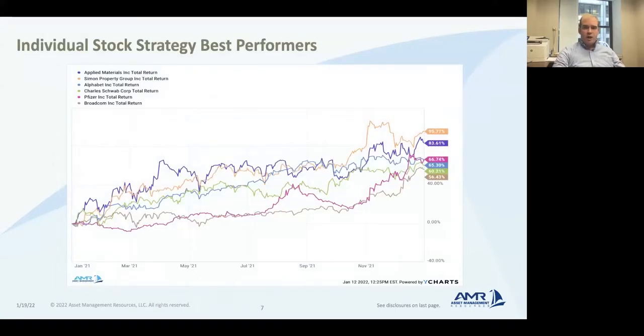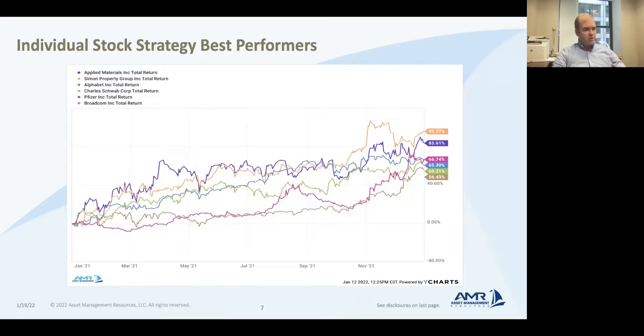So we do have individual stock portfolios for larger portfolios, and some of the standouts were Simon Property Group, which almost doubled, 95.77%, Applied Materials 83.61%, Pfizer 66.74%, Alphabet 65.3%, Schwab 60.21%, Broadcom 56.43%. That rounds out some of the best performers that we had in that strategy.